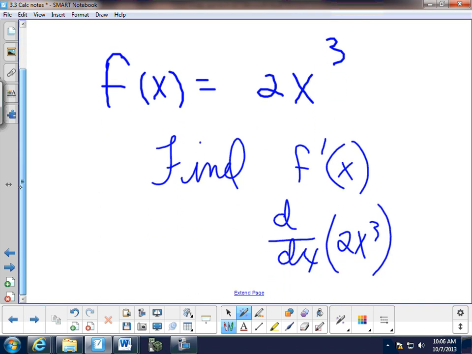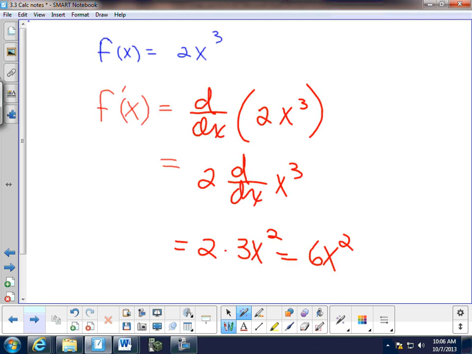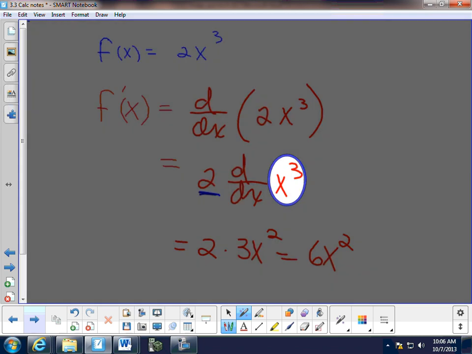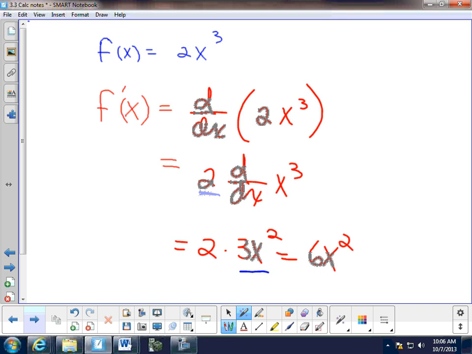So what that meant was, if I have some constant out front, then we're going to ignore that constant for a minute when we take the derivative, and just take the derivative of the function itself. So I can pull the 2 out front, get the derivative of this, and then multiply by the 2. Now the shortcut is, of course, you just multiply it. So the shortcut we're going to do is 3 times the 2, 6, and then the exponent gets smaller by 1.